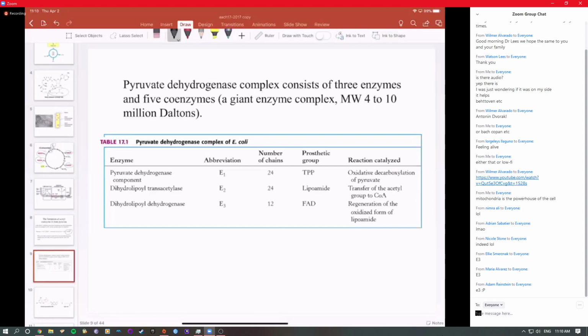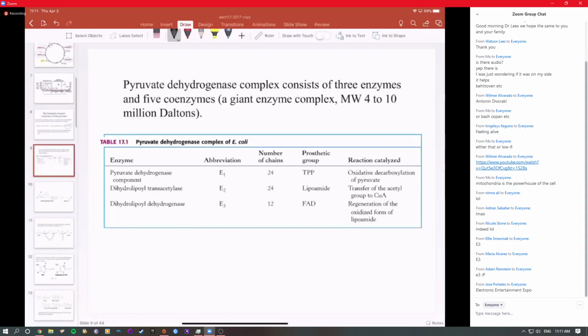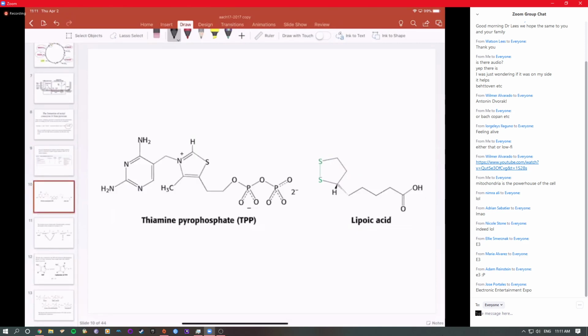E1 catalyzes the oxidative decarboxylation of the pyruvate. Then you get transfer of the acyl group to CoA, and then regeneration of lipoamide. And we'll show you these two other important cofactors. So other important cofactors in the pyruvate dehydrogenase complex are TPP.